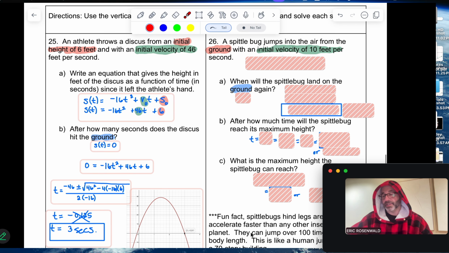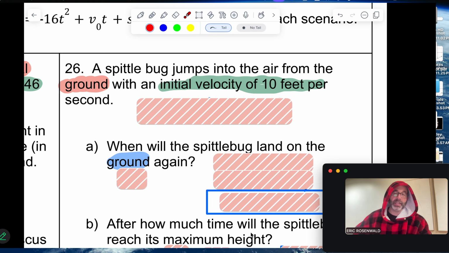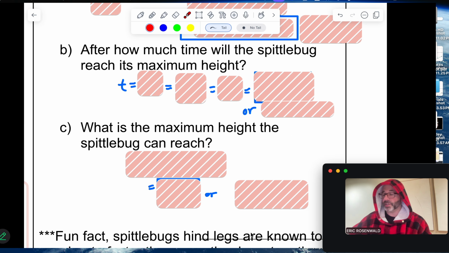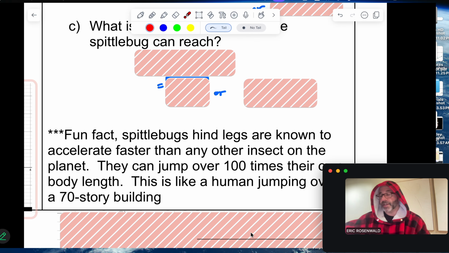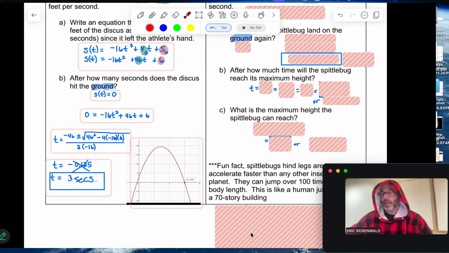All right, let's take a look at this next one here, a spittlebug. Spittlebug is a little tiny insect, and it's actually pretty cool. It's able to jump super high. If you see this stat right here, it says, a fun fact, spittlebugs' hind legs are known to accelerate faster than any other insect on the planet. They can actually jump over 100 times their own body length. This is like if a human being were to jump over a 70-story building, okay? So that's comparing how high they can jump to how high a human would be able to jump, which is crazy when you think about that.